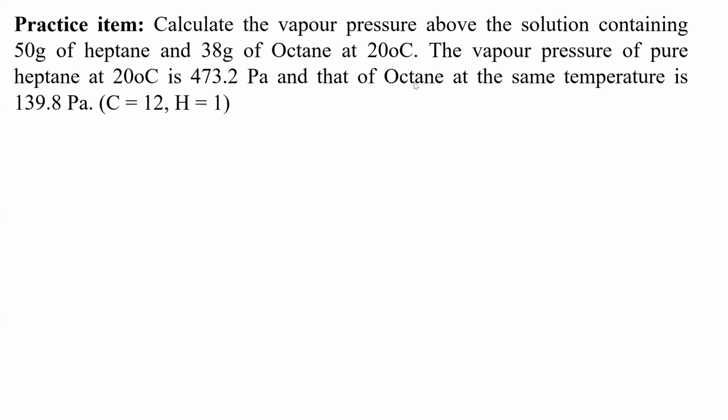Practice item. Calculate the vapor pressure above the solution containing 50 grams of heptane and 38 grams of octane at 20 degrees Celsius. The vapor pressure of pure heptane at 20 degrees Celsius is 473.2 pascals, and that of octane at the same temperature is 139.8 pascals. Carbon is 12, hydrogen is 1. The turn is yours to put down, and I want the answers in the chat. Let's begin.